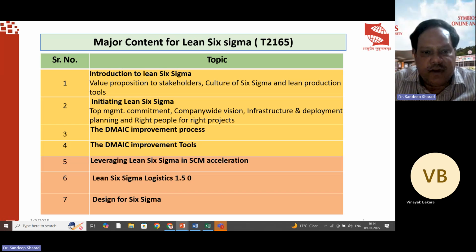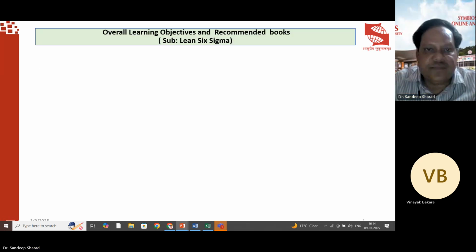The dynamic improvement tools, leveraging Lean Six Sigma in SCM acceleration, Lean Six Sigma logistics 1.5, design for Six Sigma. These are the total 7 modules we are going to discuss. Today's perspective is module 1 and module 2, introduction to Lean Six Sigma and initiating the Lean Six Sigma.